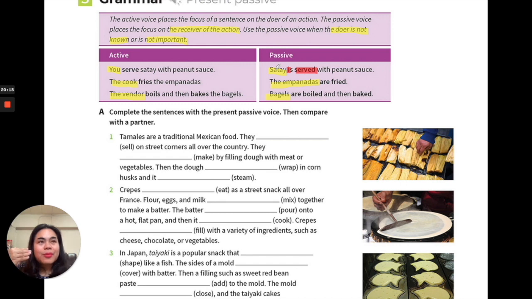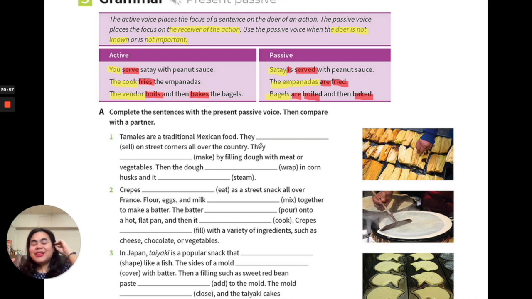Satay is what you call a singular noun, right? But for plural noun, instead of is, you use are instead, right? Are. But the other part stays the same. Verb 3, past participle. Okay? Are fried. From fries become are fried. Let me highlight. And the last one, the vendor boils. See? Someone boils something. But if it is boiled, you have to say bagels plural, right? Use are the same. And then boiled. And then baked, see?